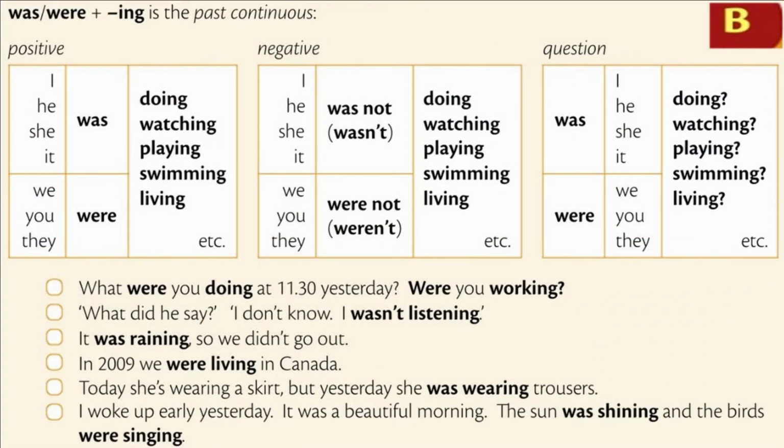Section B. Was, were plus ing is the past continuous. Some examples of positive sentences. I was doing. I was watching. I was playing. I was swimming. I was living. He was doing.